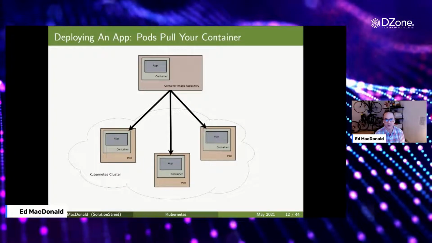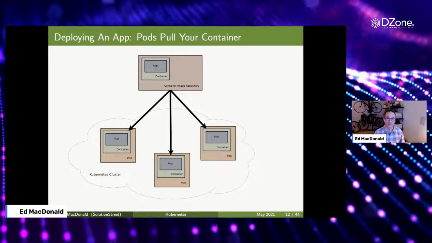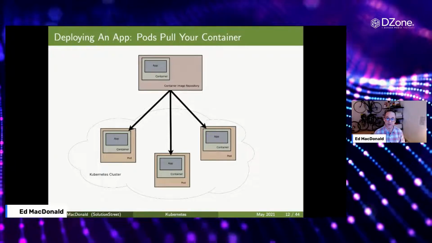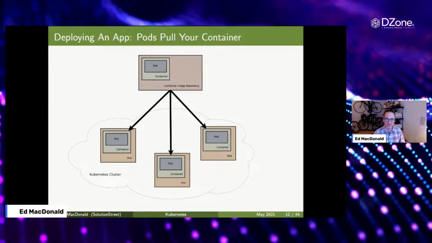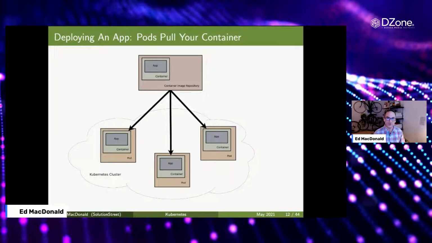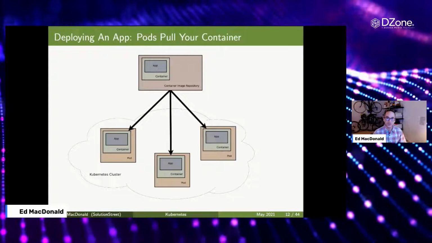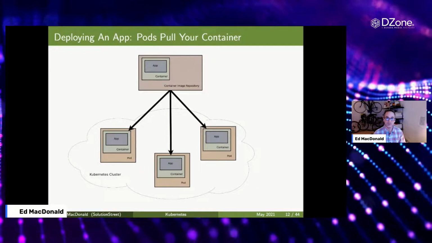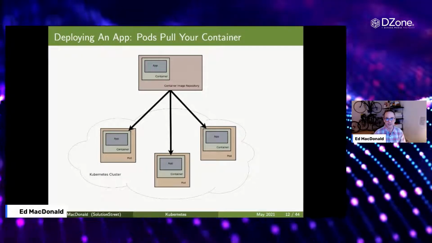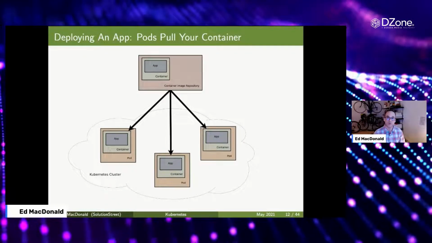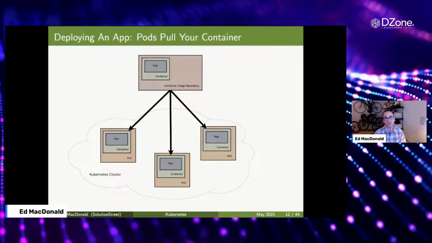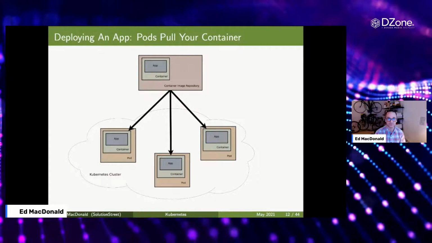So this is a very high-level overview of what a Kubernetes cluster looks like, and how you must deploy your application. And the key here is when you deploy a Kubernetes application, you're just pushing some configuration to a Kubernetes cluster that tells it how many pods you want to run, where these pods find their container repository, things like that. We'll get into more detail in a second.